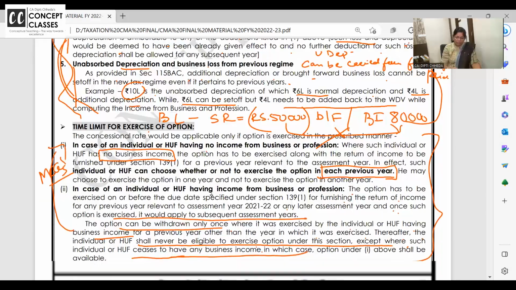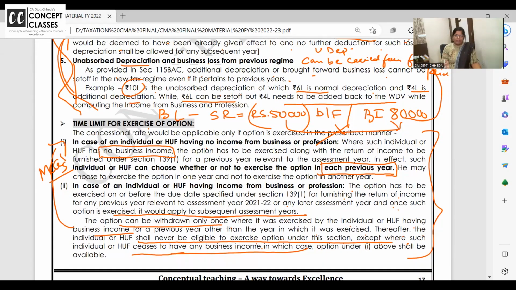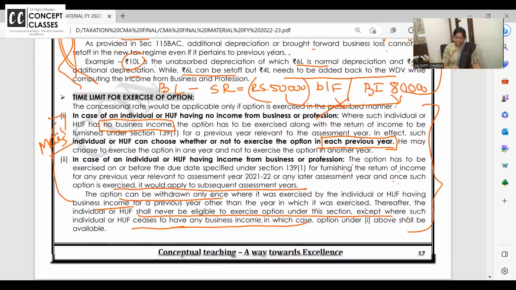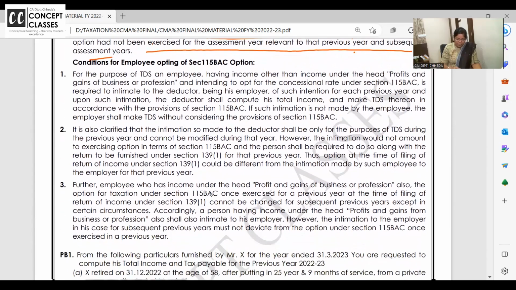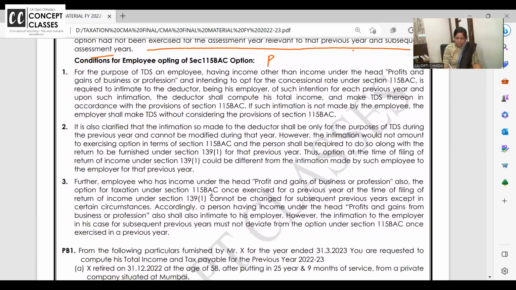Or if you don't have business income, you have a choice. Come in, come out, go. If you have business income, opt in. Better. If you opt in, don't opt out. Once you opt out, you can't opt in again. Clear? Right. Now, this is just GK. I feel we should read and understand rather than mugging up.